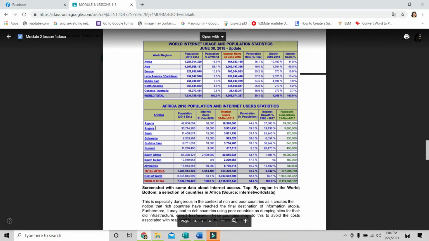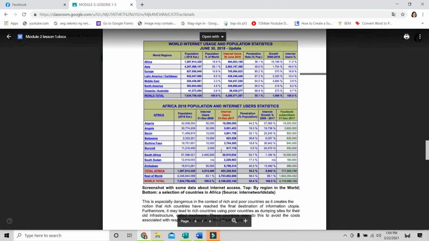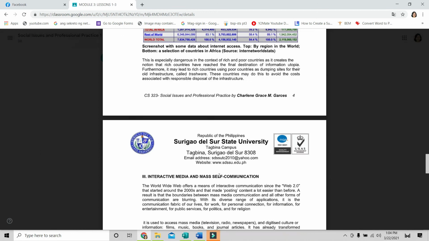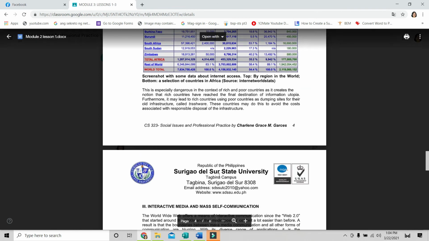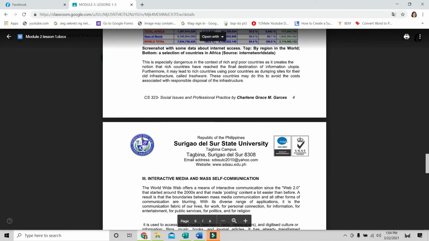And then Africa 2018 population and internet statistics. These are the places that belong to South Africa. Algeria, Angola. So these are their distribution. And then we also have, yeah, this is especially dangerous in the context of rich and poor countries.